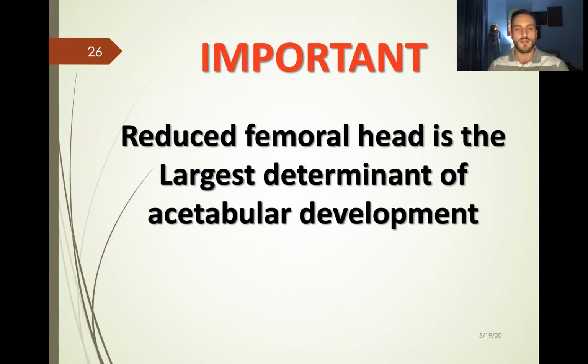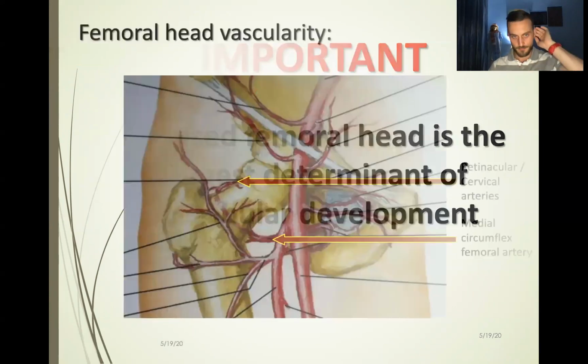Reduced femoral head is the largest determinant of acetabular development. So whenever you see a dislocated hip, please relocate the hip. It is time to put the hip back inside. If the head is inside the acetabulum, they both will grow normally. If the head is dislocated, the acetabulum will be shallow, and the head of the femur will be of no use. That's why whenever you see a dislocated hip, reduce it immediately.